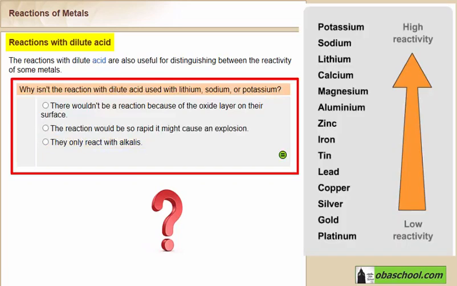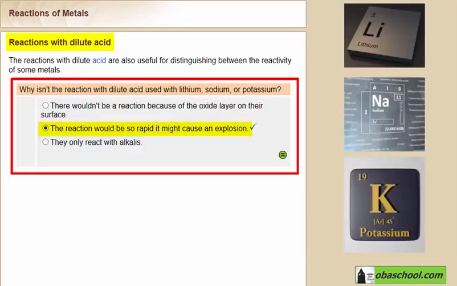The reactivity series shows that lithium, sodium, and potassium are highly reactive metals, and this means that the reaction with the acid will be a vigorous reaction. Because sodium, lithium, and potassium are reactive metals, the reaction would be so rapid that it might cause an explosion.